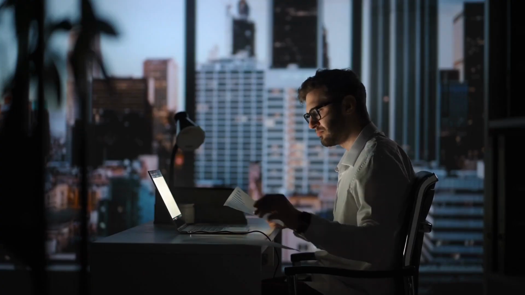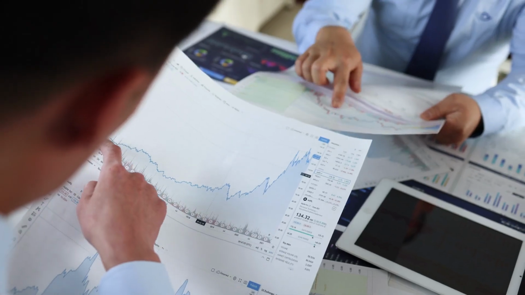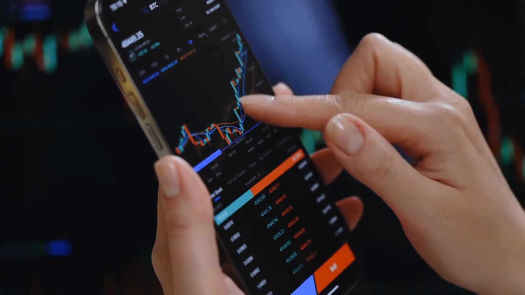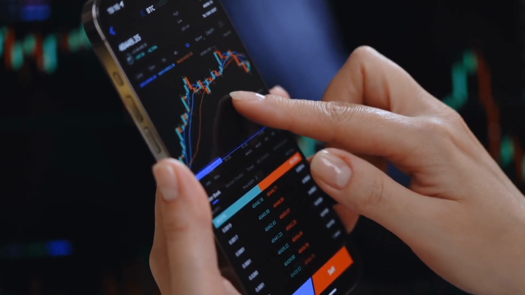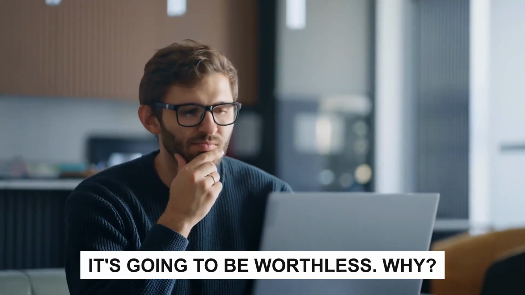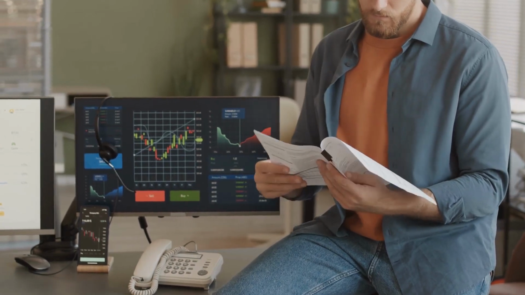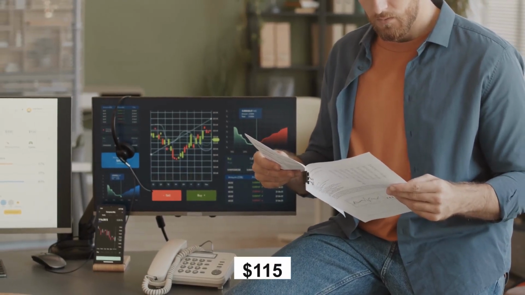Let's consider one more scenario. You still hold the $120 strike call option, but this time, the stock's current price is much lower, sitting at $115. So, if you possess an option that grants you the right to buy the stock at $120, and the stock's current market price is $115, and there's no time left until expiration, how much will this option be worth in such a case? It's going to be worthless. Why? Because nobody in their right mind would want to exercise their right to buy the stock at $120 when they can easily purchase it at the current market price of $115.